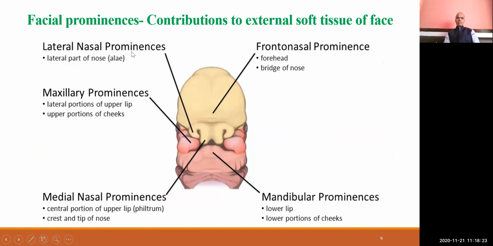The lateral nasal prominence gives the lateral part of the nose, or ala. The frontonasal process gives the forehead and bridge of the nose. The medial nasal process gives the central portion of the upper lip and the crest and tip of the nose. The maxillary process gives the lateral portion of the upper lip and the upper portion of the cheek. The mandibular process gives the lower lip and lower portions of the cheek. So the upper lip develops from the medial nasal process as well as the maxillary process, whereas the lower lip develops only from the mandibular process.